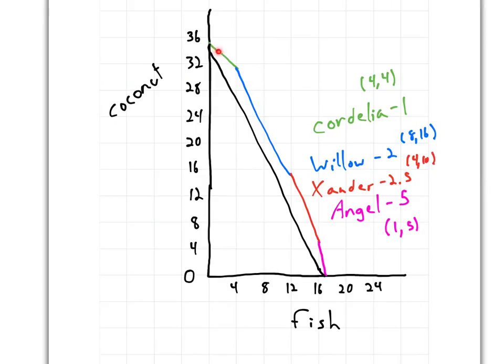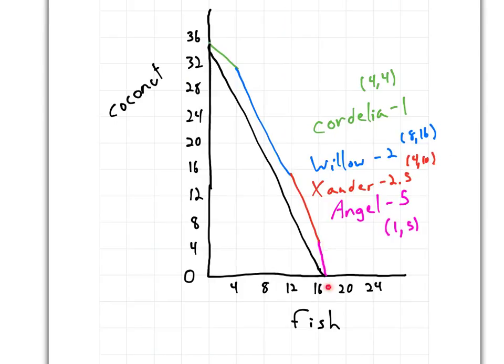So each fish, as we begin shifting our production to fish, each fish costs only one coconut. But if we want more than 4 fish, then we're going to have Willow start to do it. That's our next best alternative, because she gives up only 2 coconuts per fish. So we're going to start going down here. If we want any more than 12 fish, okay, we're going to shift over to having Xander collect fish and forget coconuts, because he has a better trade-off there than Angel does. So he only gives up 2.5 coconuts per fish, so he's going to start collecting fish.